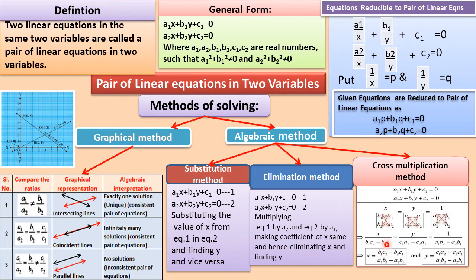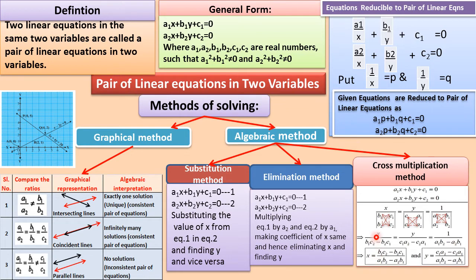Then rearranging the terms, I can equate x divided by b1 c2 minus b2 c1 equal to 1 divided by a1 b2 minus a2 b1. Rearranging the terms, this b1 c2 minus b2 c1 will be multiplied with 1, and then it will be divided by a1 b2 minus a2 b1.